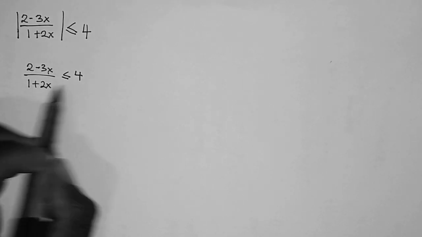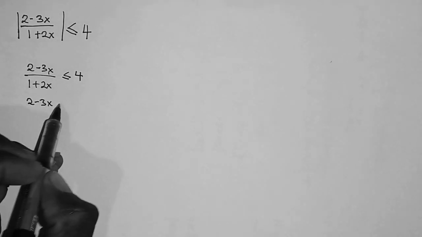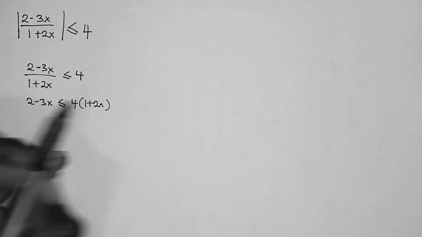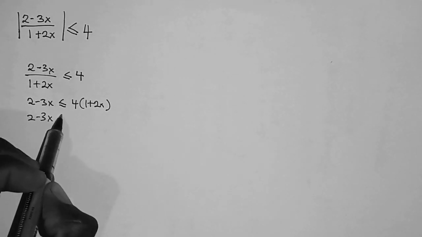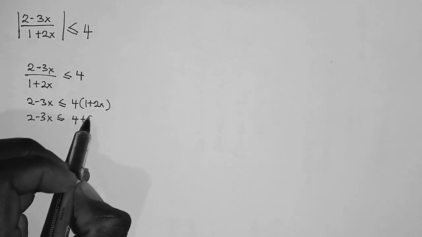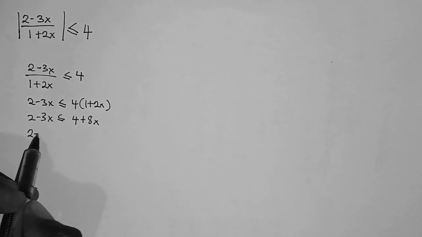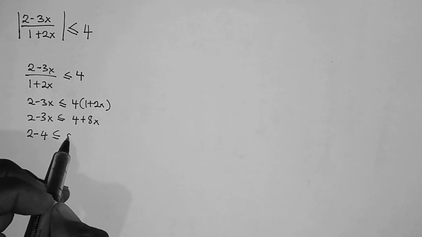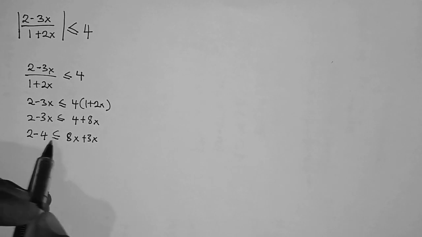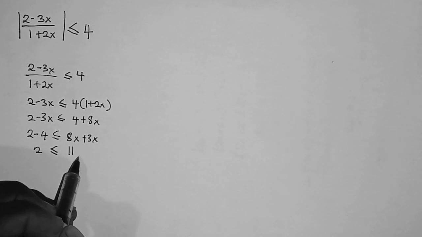Then we'll cross multiply. So if we cross multiply, it becomes 2 minus 3x is less than or equal to 4 times (1 plus 2x). So 2 minus 3x is less than or equal to 4, then plus 4 times 2x becomes 8x. We can group like terms at this point. It becomes 2 minus 4 is less than or equal to 8x plus 3x. So 2 minus 4 is 2, and 8x plus 3x is 11x.